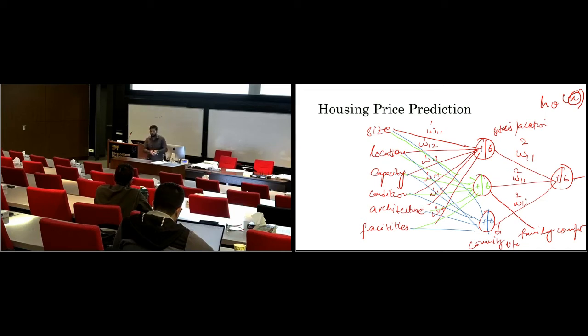Okay? But the point that I'm trying to convey is that from the combination of low-level features, the neural network is learning some abstract high-level feature. And then by composition of these high-level features, it's giving you a result, a value for the price of the house. Okay.